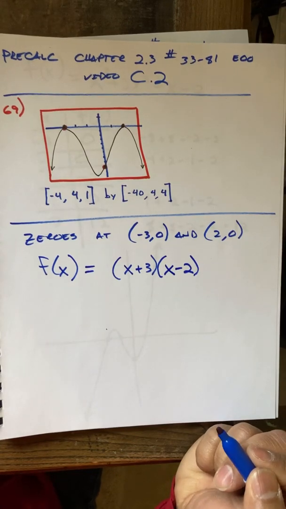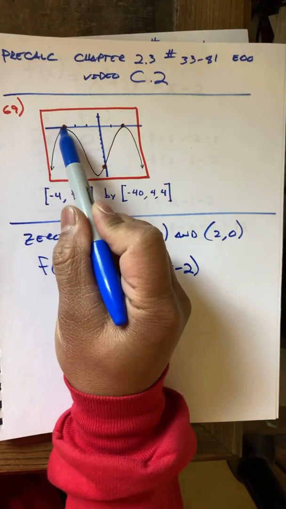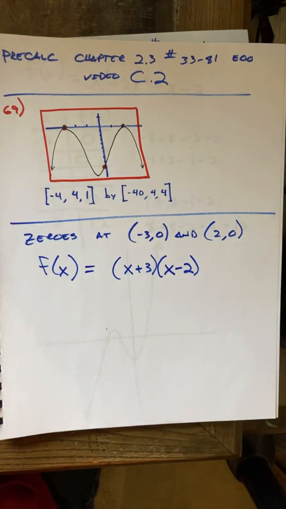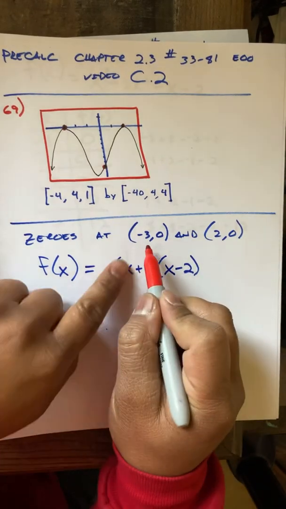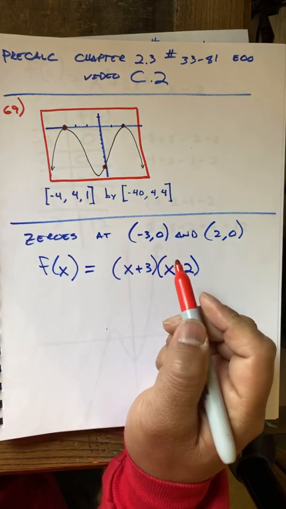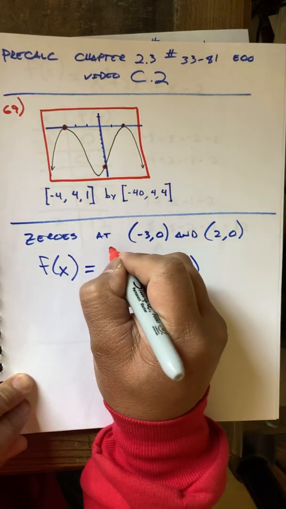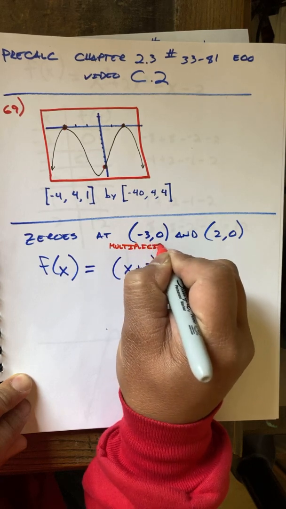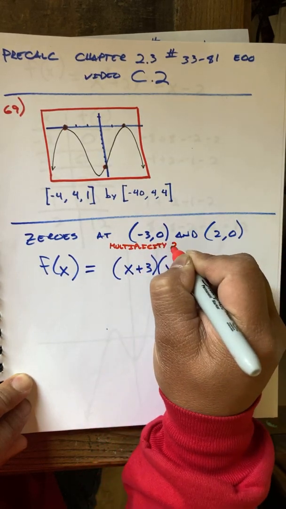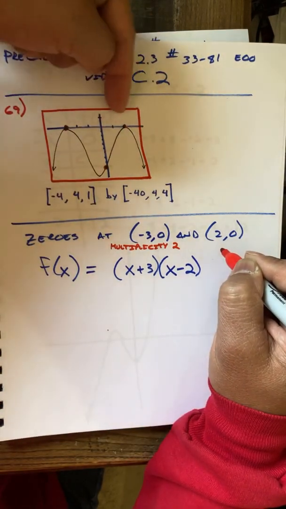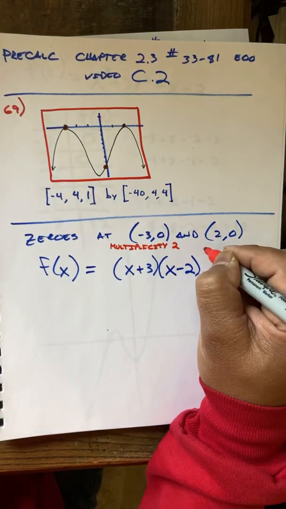Now this is just barely touching, right? So, oops, I should have written it here. Zeros at -3, 0 and 2, 0. It's barely touching at -3, 0, right? It doesn't cross the x-axis, and so this will have multiplicity 2, and this will also have, because again the graph just barely touches that point, multiplicity 2.